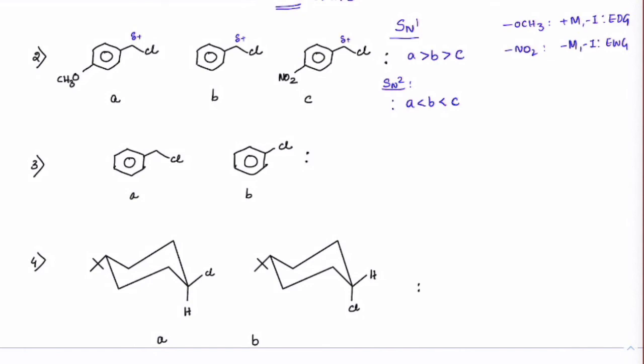Next, I think this is clear. Even for SN1 and SN2, you would see A is better than B because A is benzylic, B is only phenylic. Anybody who has a doubt can stop me here.